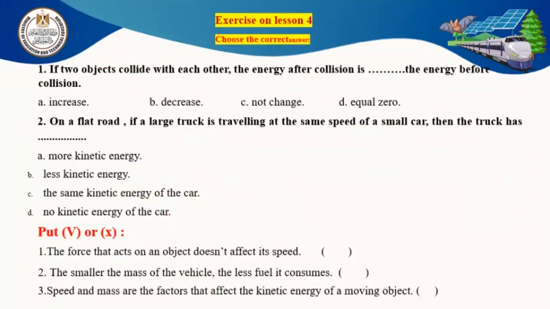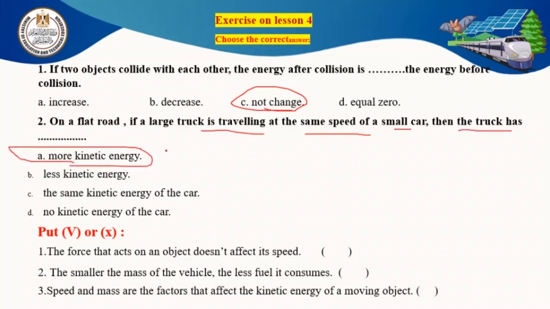Let's exercise on this part. If two objects collide with each other, the energy after collision is not the energy before collision. Not a change, but a transfer, transform from one form to another. Okay? On a flat road, if a large truck travels at the same speed as the small car, then the truck has more kinetic energy. As we said, the large object or the truck has more kinetic energy, more speed, more mass.